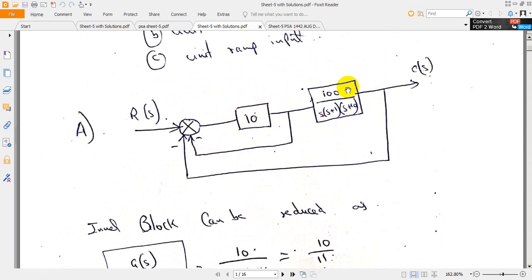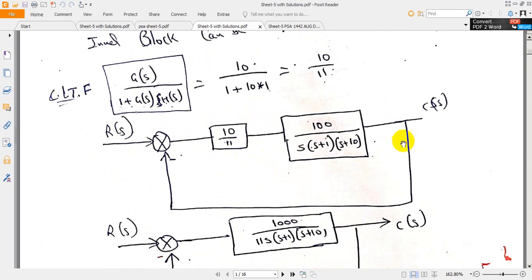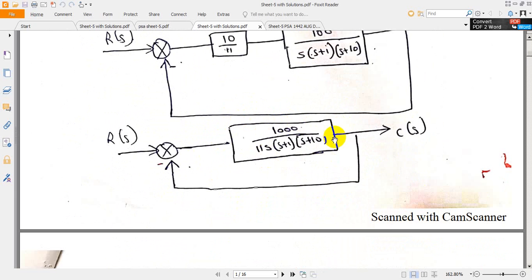Coming to the outer block, let us remove this and replace it with 10 by 11. Now we are having a unity feedback. For this unity feedback, 10 by 11 into this transfer function, we need to combine this and form a single block as 1000 divided by 11s into s plus 1 into s plus 10. Now we are having a G of s function and then a unity feedback.